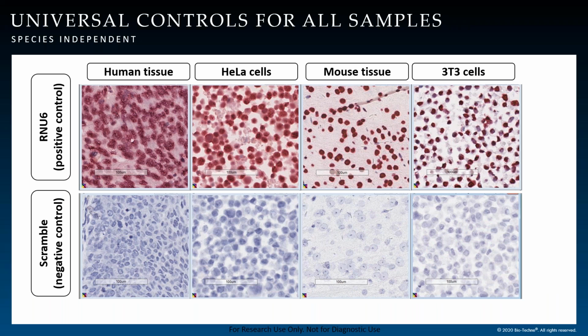The miRNAscope assay to detect small RNAs will offer universal positive and negative control probes that will work for any species or samples. For the positive control, we recommend the small nuclear U6 probe, which is known to be expressed in most tissue samples. For example, the top row here shows a strong nuclear U6 signal observed in a variety of tissues, including human and mouse tissues, and HeLa and 3T3 cell pellets. On the other hand, as you've seen from Miguel's data, a universal scramble probe is recommended as the negative control probe to demonstrate assay specificity and to be used for data interpretation against your target.